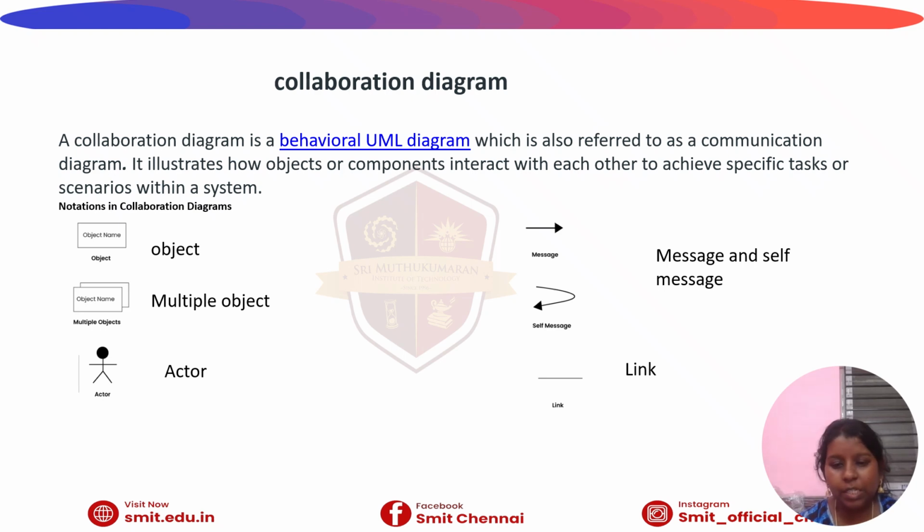Next is the message and self message. The communication between the object or multiple objects is done using messages. For self messages, if one object communicates with itself, we use self messages. Links are used to connect one object with another object.